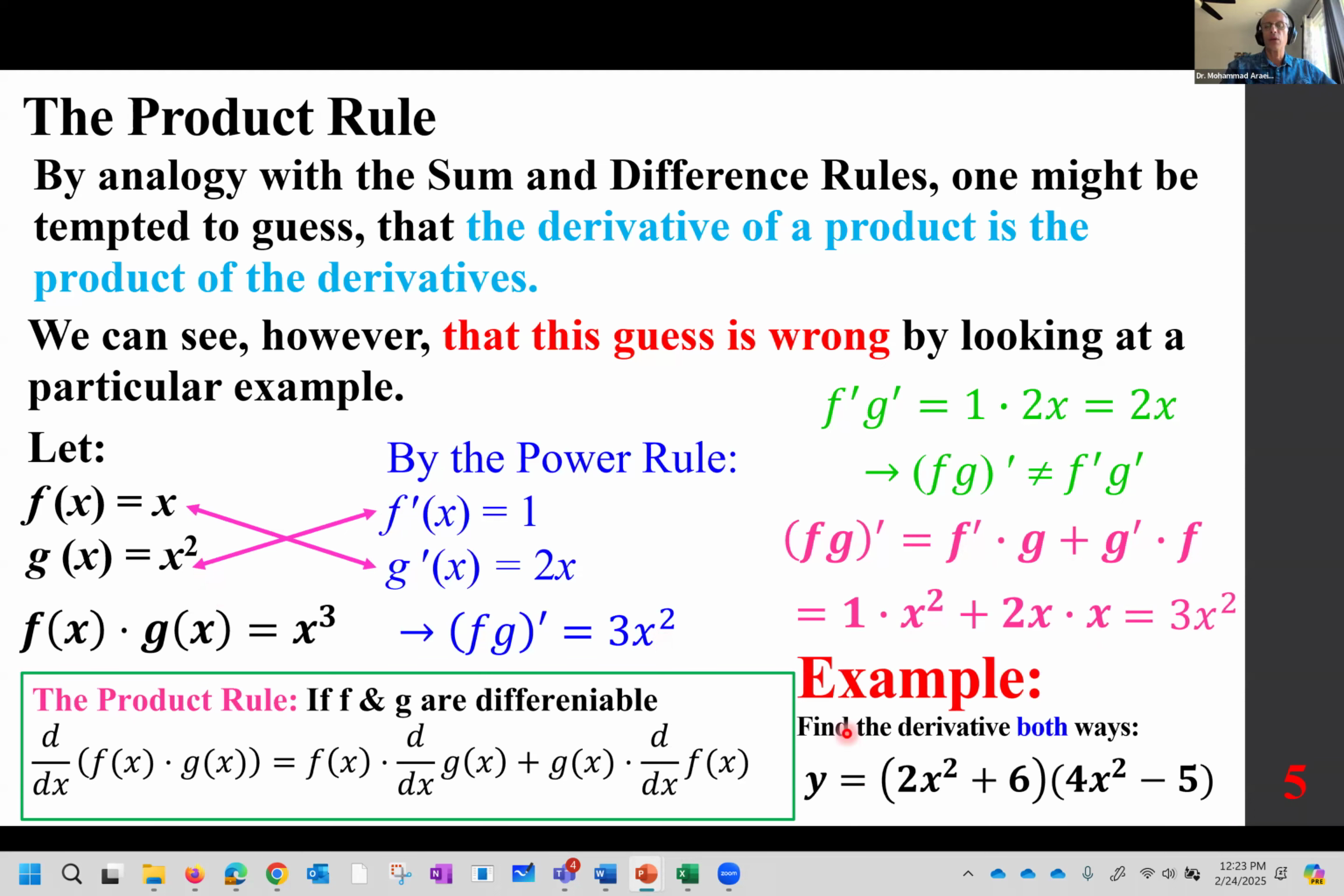Now, when I say find the derivative both ways, I mean one is just to distribute and use the power rule. The second one is do not distribute, use the product rule. Both of them must give you the same answer. Okay.